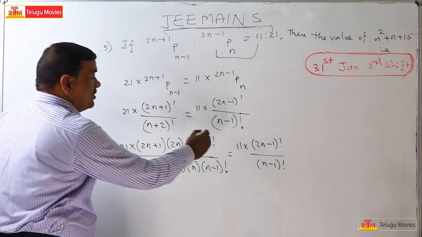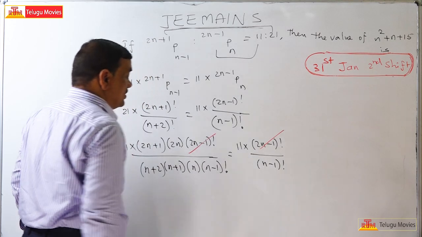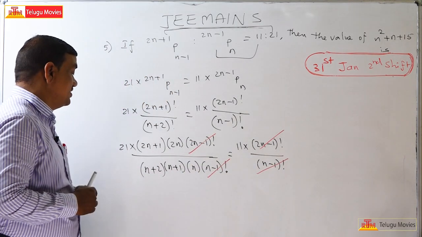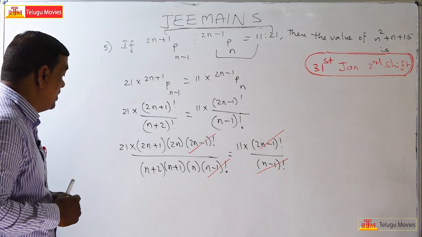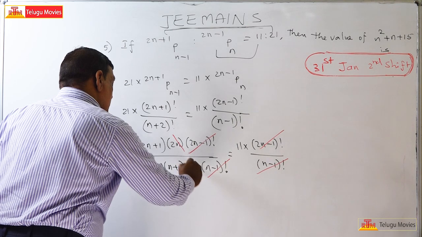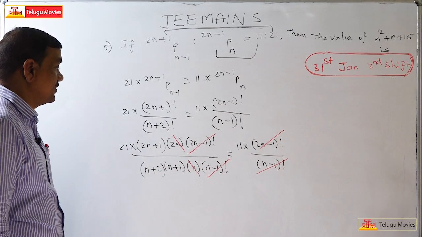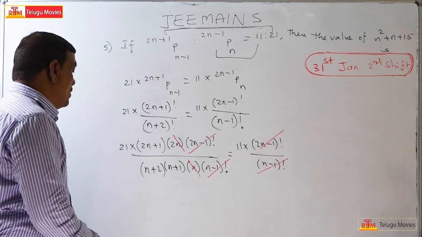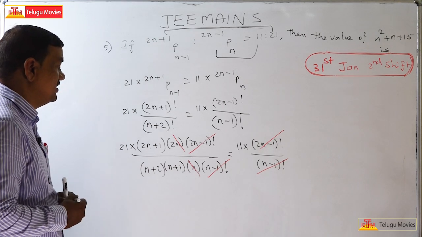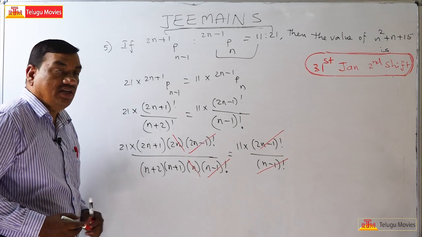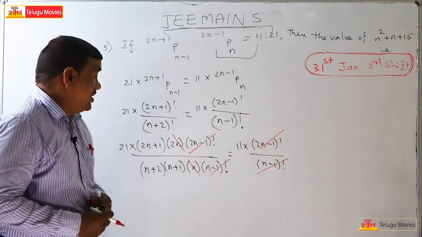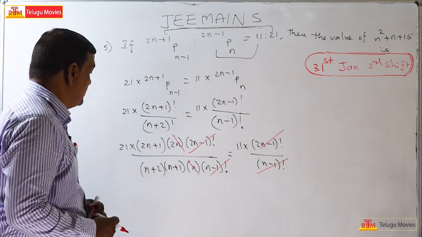So clearly 2n minus 1 factorial cancels with 2n minus 1 factorial, and n minus 1 factorial cancels with n minus 1 factorial. Any more cancel? This n also we can cancel since n is not equal to 0. Any more cancellations? Nothing is cancelled. Okay, let us take the cross multiplication, 21 into 2. So see here after cancellations, let us see these values.